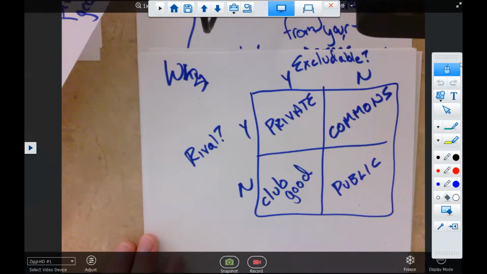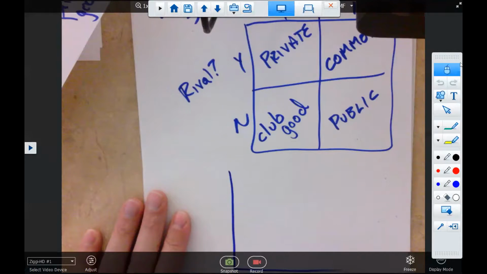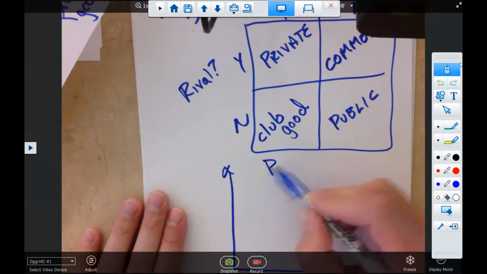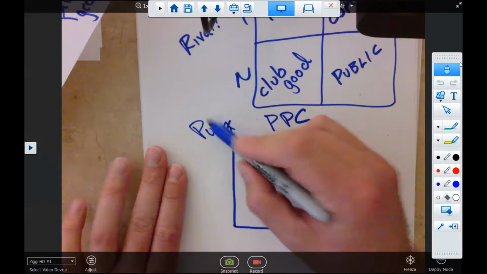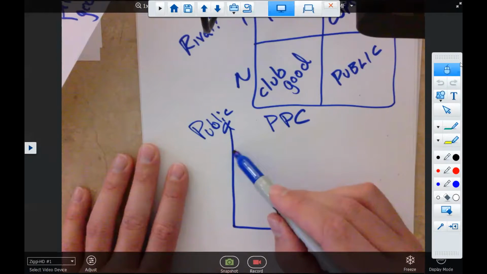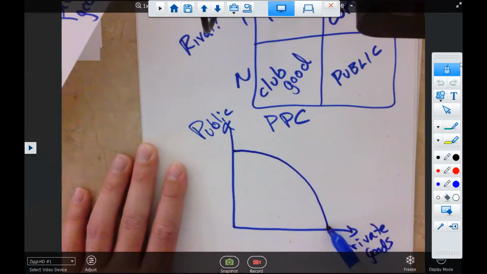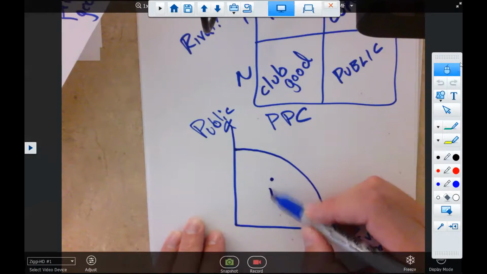Okay, so let's draw a production possibility curve. We're going to have public goods on that axis, and we're going to have private goods. Remember that our PPC is always bowed out a little bit. Really quickly, let's just talk about some different points on the PPC. What's going on at point A?